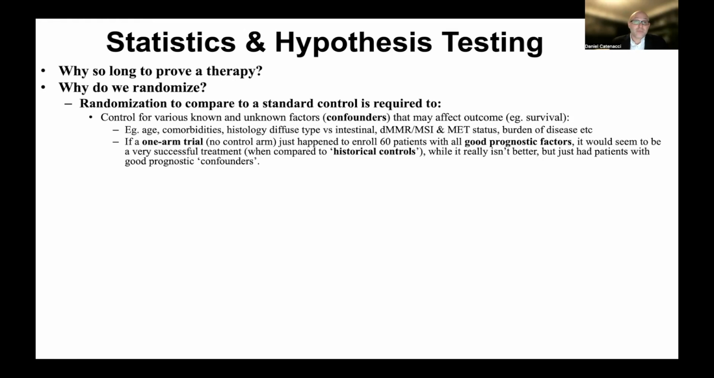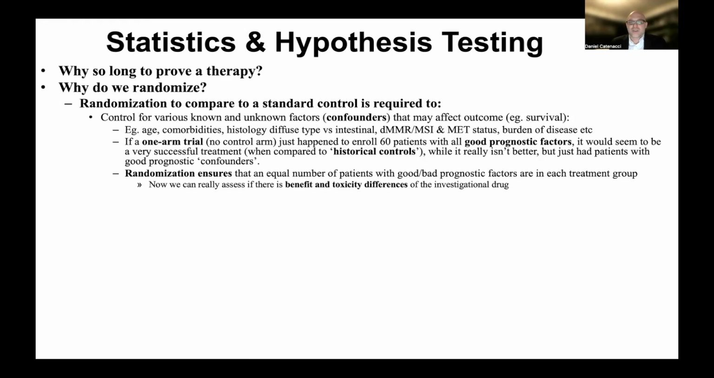And so if you're doing a one-arm study without a control, and you just happen to enroll 60 patients, that was the target number to enroll to that study, but they all, or many of them, or a majority of them, tended to have good prognostic factors, it may seem that your study drug is really, really successful in terms of survival when compared to historical controls. But really, it may not be any better. It's just that you had patients that had a whole bunch of good prognostic factors, and that's why ultimately it looks like the outcome is better.